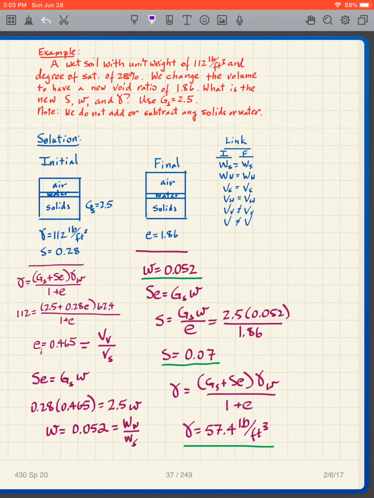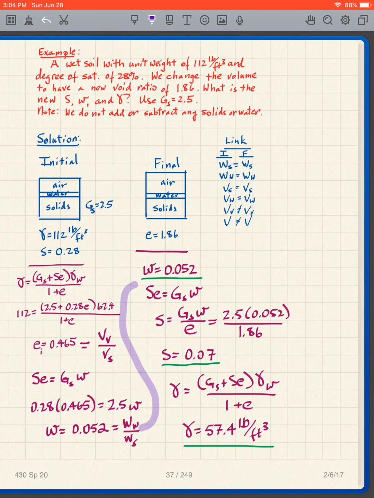So I cannot use this void ratio over here. I can't do that because it's not the same void ratio. However, if I look at the water content, which is weight of the water over weight of the solids, what do I know? The weight of the water and the weight of the solids are the same before and after. That means that the water content is the same. So I can take this water content and put it in the new location here.